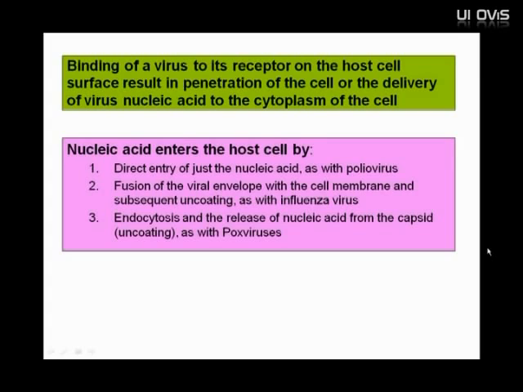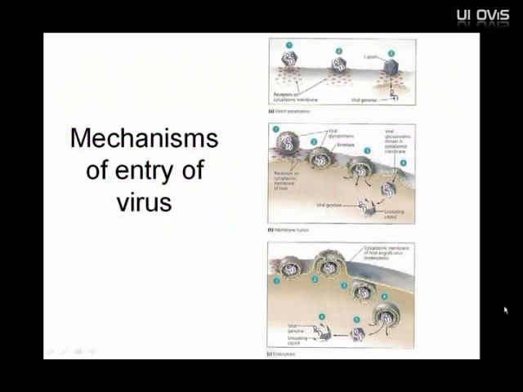To be able to produce a disease, the virus must enter the cells, and there are three ways they enter the cells. First, they directly enter the cells. The second one is the fusion of the viral envelope with the cell membrane, and then subsequent uncoating. And the third one is endocytosis and then release of the nucleic acid from the capsid, or uncoating.